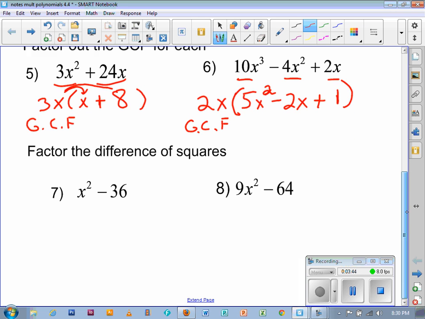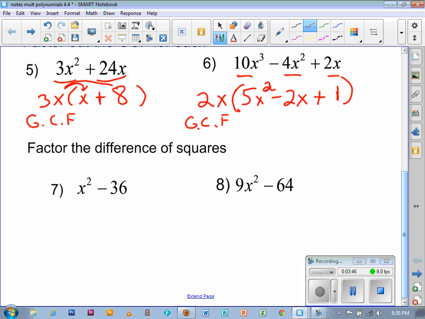Now, factoring the difference of squares. First of all, I look at these 2 terms and I check to see if they're perfect squares. I can take the square root of x squared and get x, and I can take the square root of 36 and get 6. And if I'm subtracting, I have what I call the difference of perfect squares. Anytime you have the difference of perfect squares, you can do this. Simply write the factors as x minus 6, x plus 6.